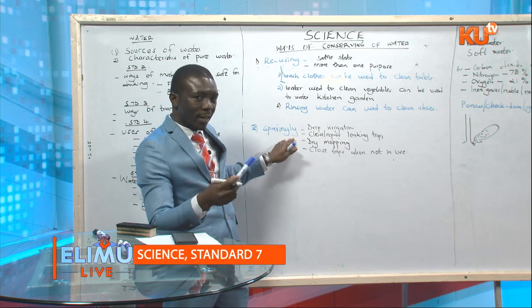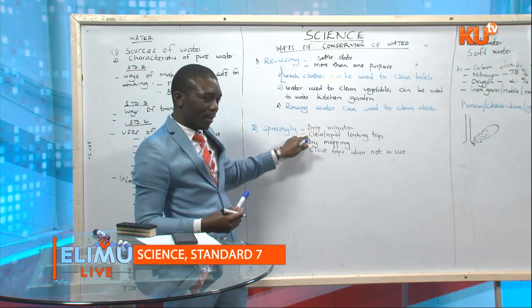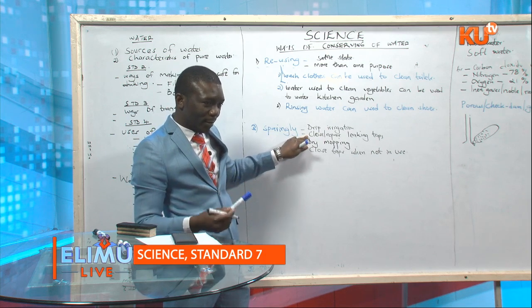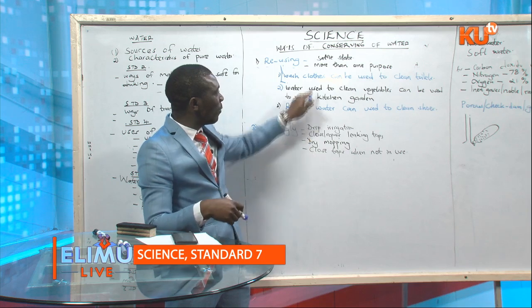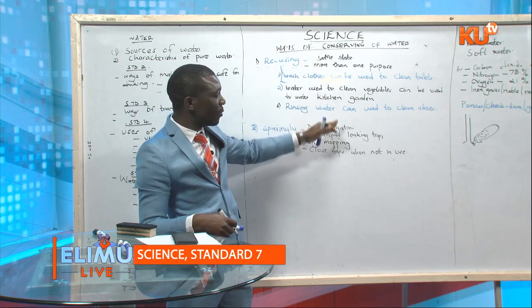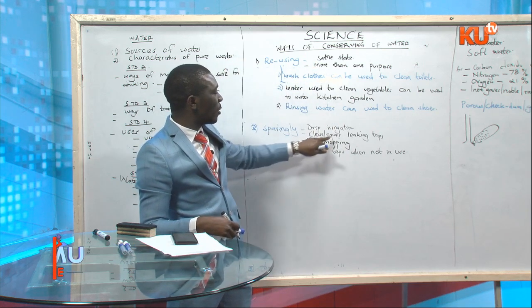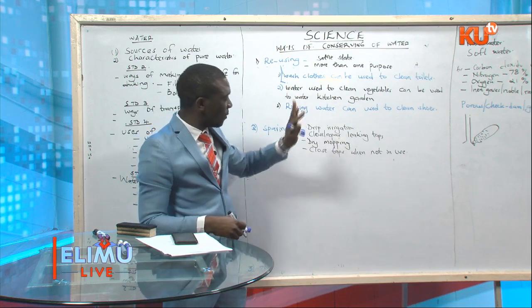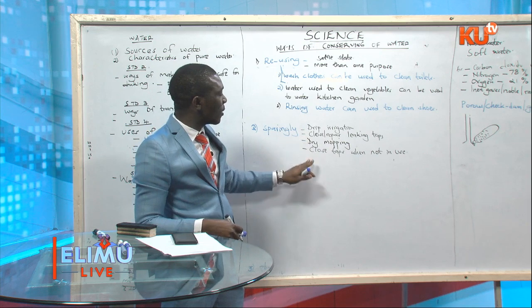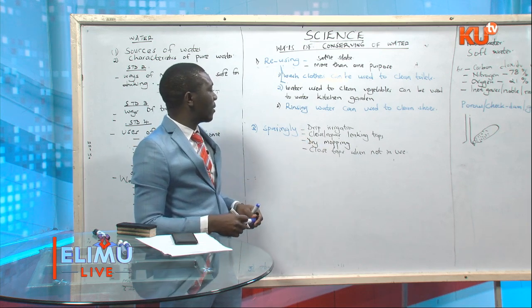In standard 8 under energy, you realize that they say you are supposed to repair the leaking taps to reduce the cost of pumping. So you can realize that if you want to conserve this water, because this water comes from a source, you're supposed to repair any tap that is leaking. Dry mopping, I've said that one, and then close taps when not in use.